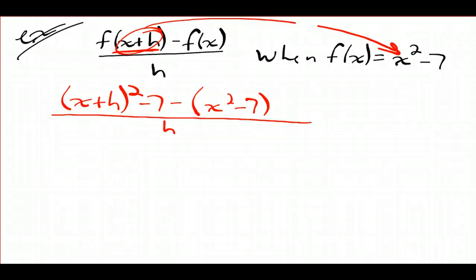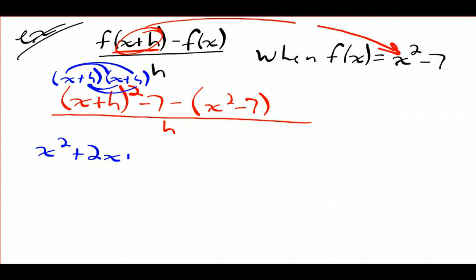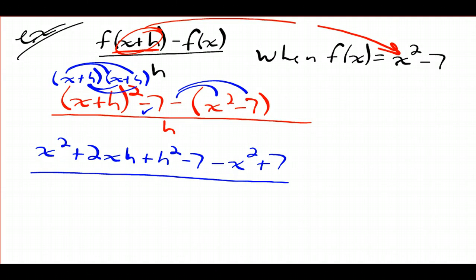Now, when you're simplifying this one, be careful with your x plus h squared. Don't forget that that is x plus h times x plus h, not simply x squared plus h squared, because you have to distribute everything to everything. So after doing that, this will come out as x squared plus 2xh plus h squared. Then I still have the minus 7, so minus 7. Then distribute your negative through that parentheses, so negative x squared plus 7, all of that over h.